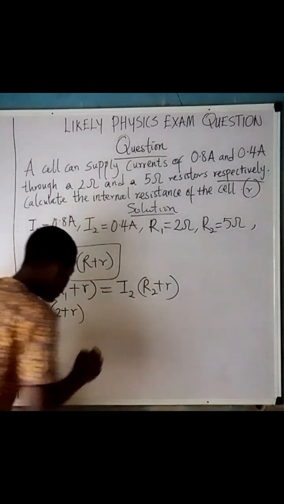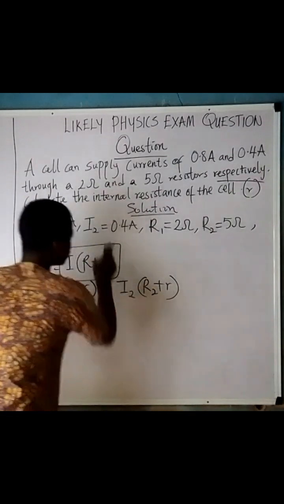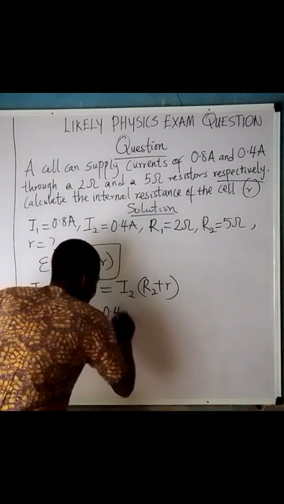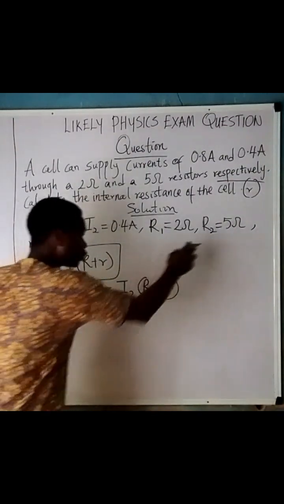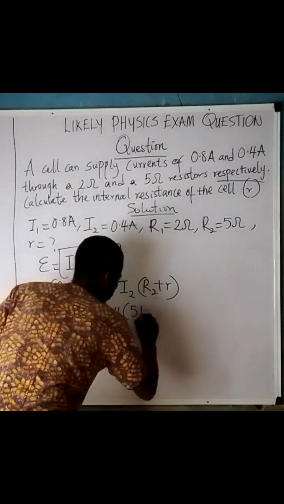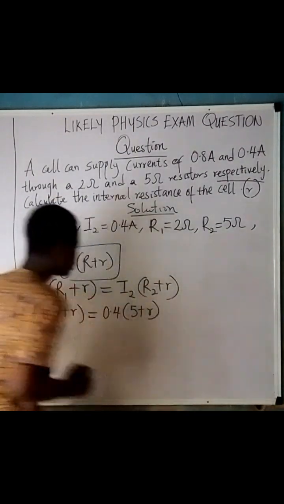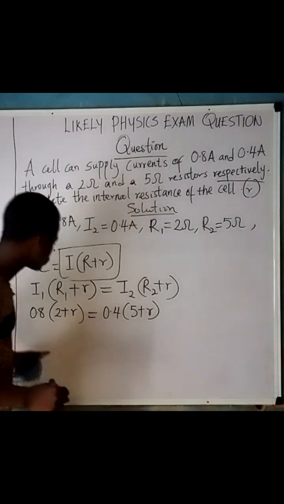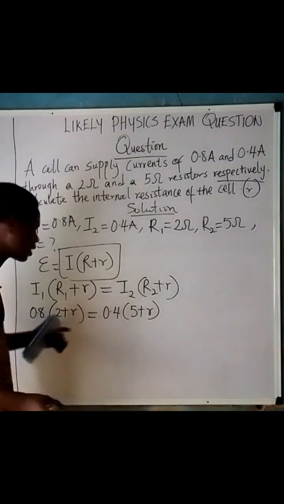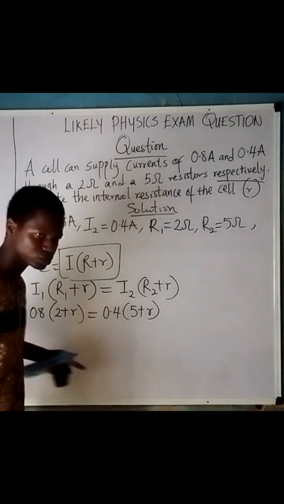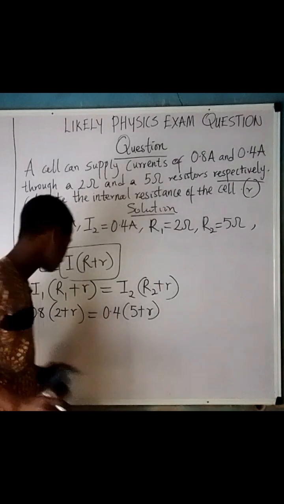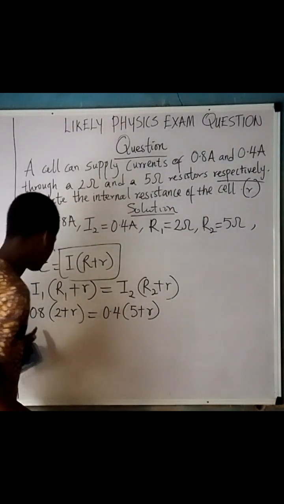Are we together? Equals to, our value for I2 is what? 0.4. In bracket, our value for R2 is what? 5 plus our value for small r. That is what we are looking for. So we are making good progress, okay? So what do we do from here? Let's open this bracket. There are many ways I can solve it from here, but let's just be basic. Let's expand. Open the bracket.